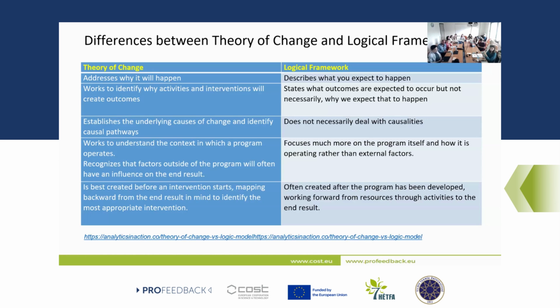Okay, so the differences: theory of change is why it will happen. Logical framework is what we are expecting. Theory of change works to identify why activities will create outcomes. The logical framework identifies what will happen. So it's mostly why here, and what here, quite simply. Theory of change establishes the underlying causes, though it does not necessarily deal with causality. It works to understand the context in which the program operates, and it recognizes the external factors.